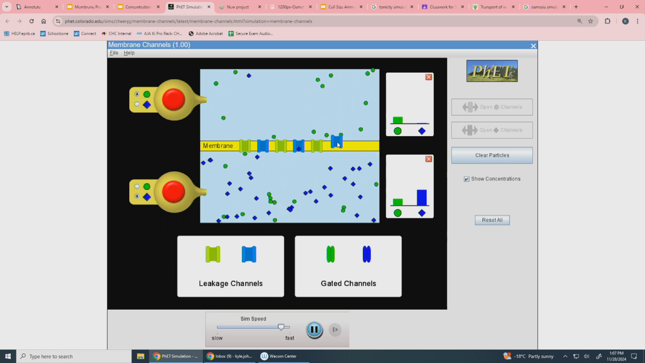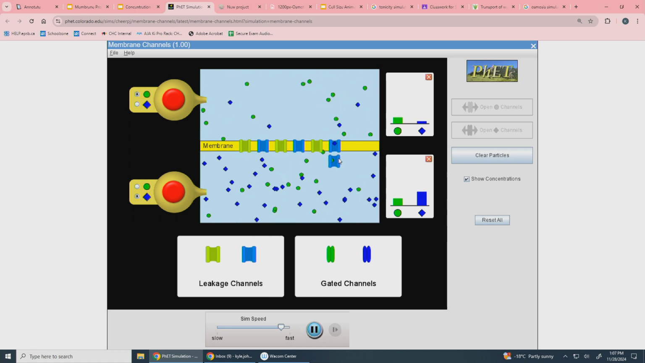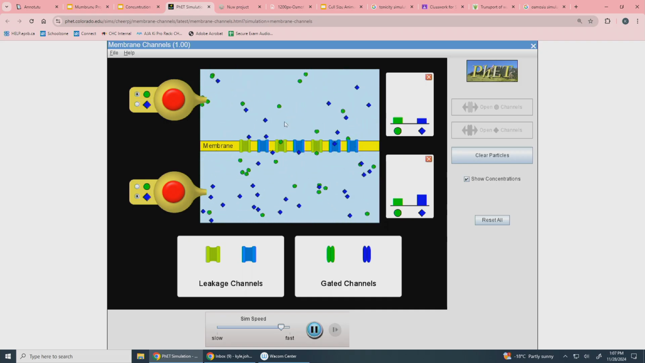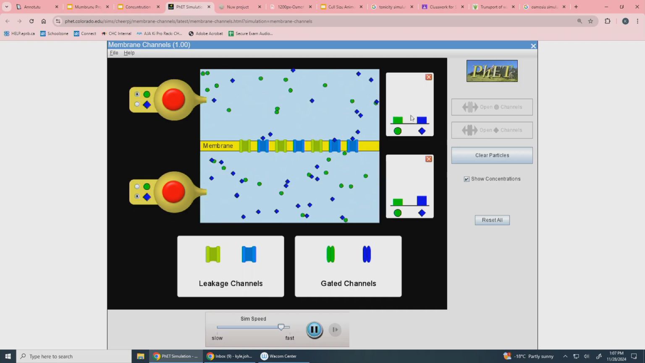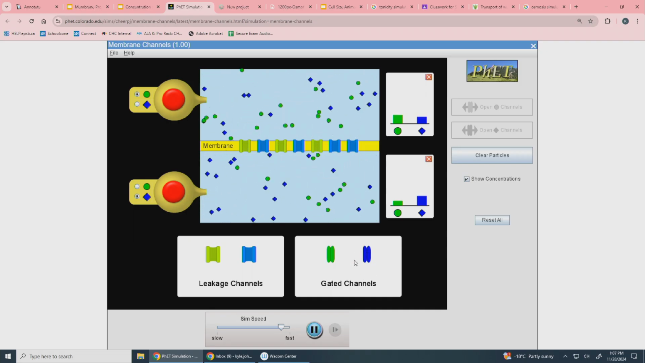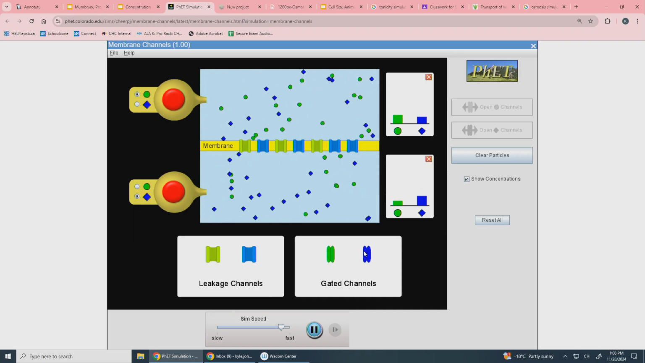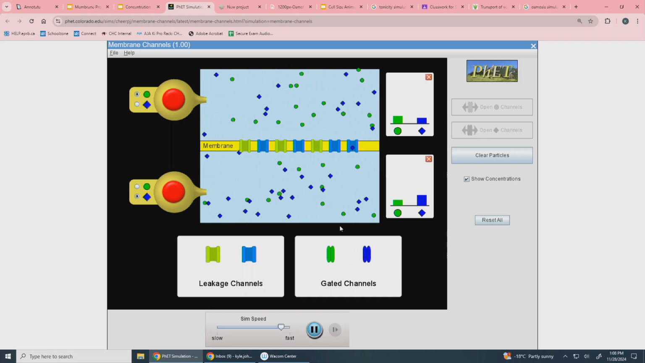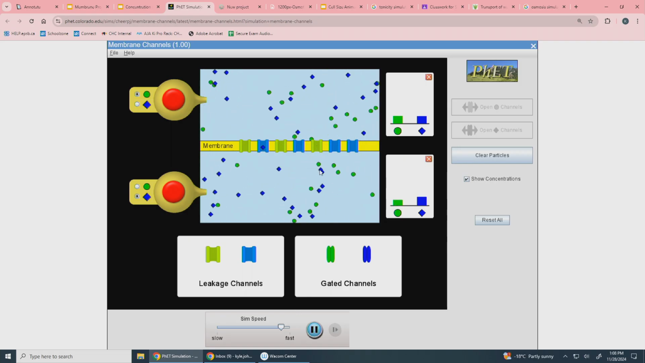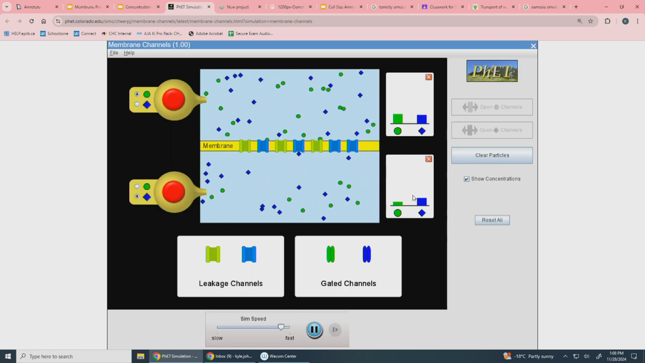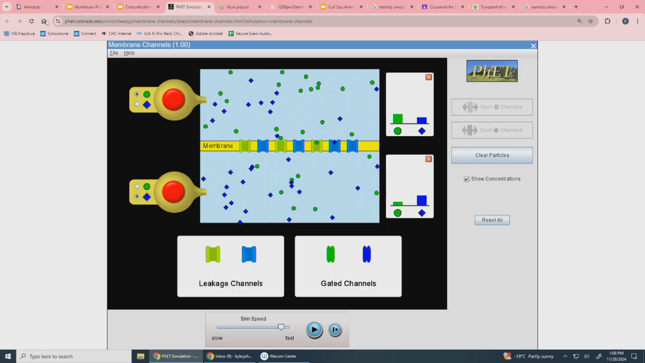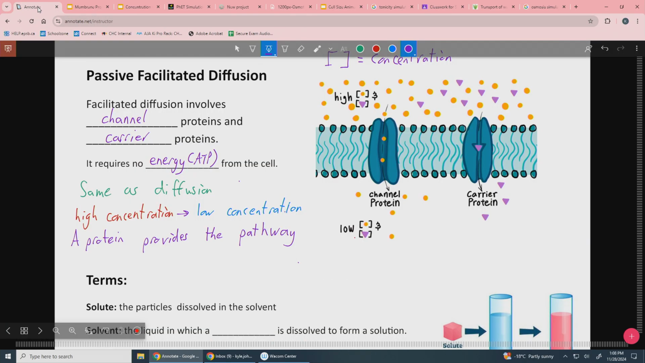If I add some proteins to allow the blue molecules to move across, they will diffuse from the area of higher concentration to the area of lower concentration until those concentrations are equal. This simulation also has these gated channels. Some proteins can open and close to help change the concentrations, but that's a little bit beyond Science 10. What I want you to see here is that we have reached a state of equilibrium where the concentrations of both solutes are roughly equal on either side of the cell membrane.